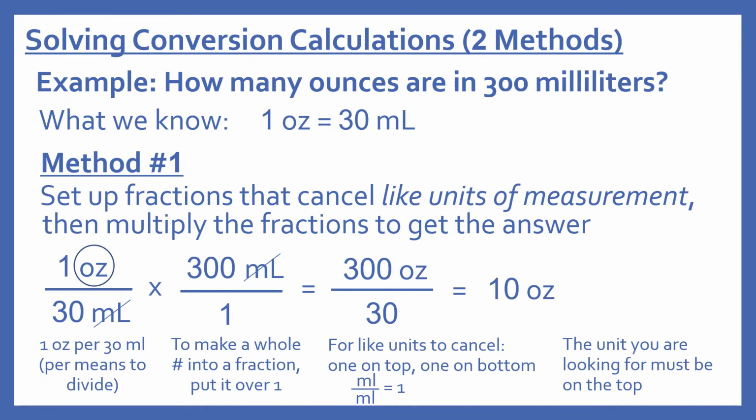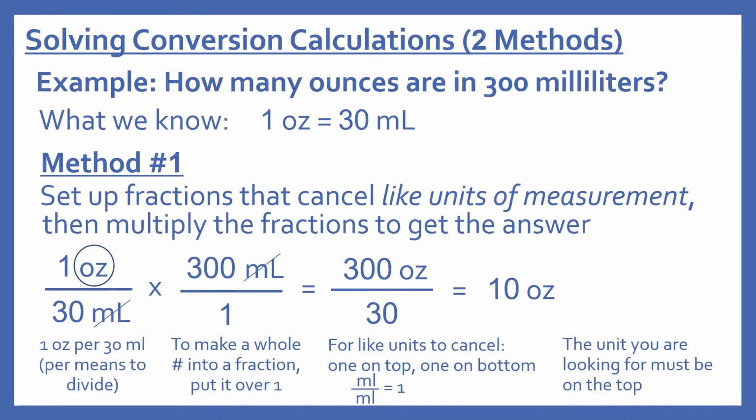So there's 1 ounce per 30 milliliters. You can think of per as meaning to divide, so you can set that as a fraction: 1 ounce over 30 milliliters. That will be times 300 milliliters over 1. Remember, to make a whole number into a fraction, you just put it over 1. For like units to cancel, we need one on the top and one on the bottom. We have a milliliter on the top in the second fraction, and a milliliter on the bottom from the first fraction. Those cancel, and that leaves us with ounces, which is what we are looking for.